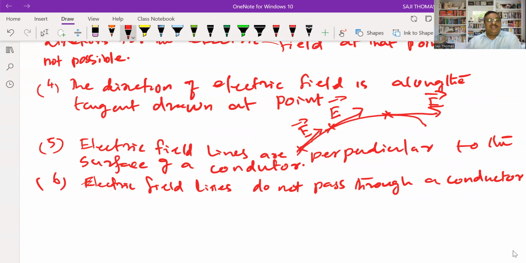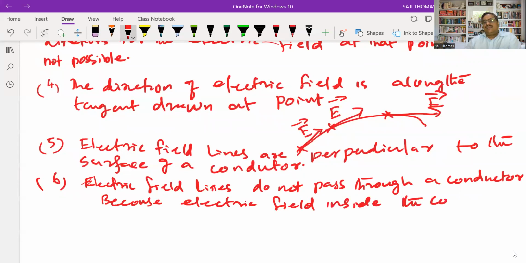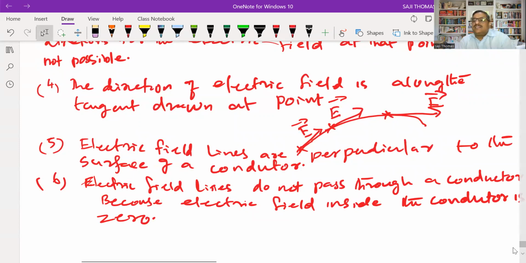What is the reason? Because electric field inside the conductor is zero. No electric field inside the conductor. Charges only lie on the surface.